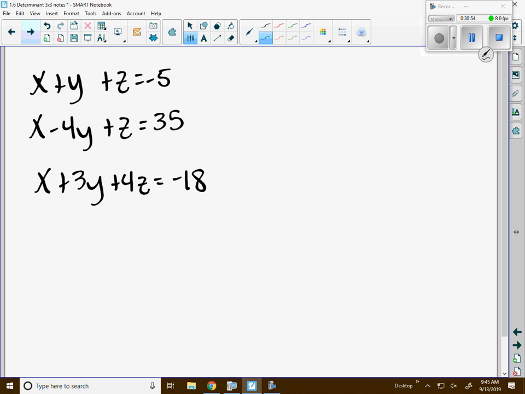Do we still have to do the plus minus plus? No, that is if we were doing it by hand, but since you're not doing it by hand, you don't have to worry about it.